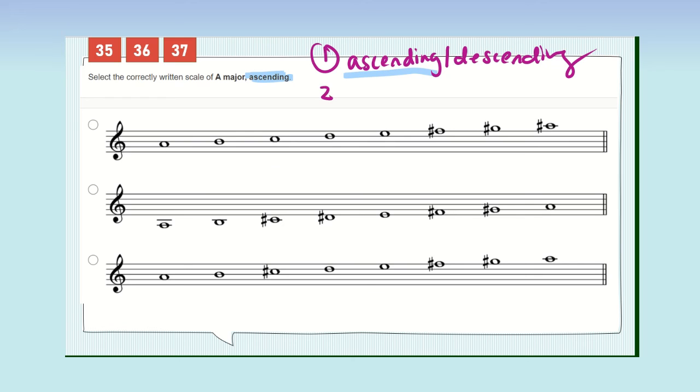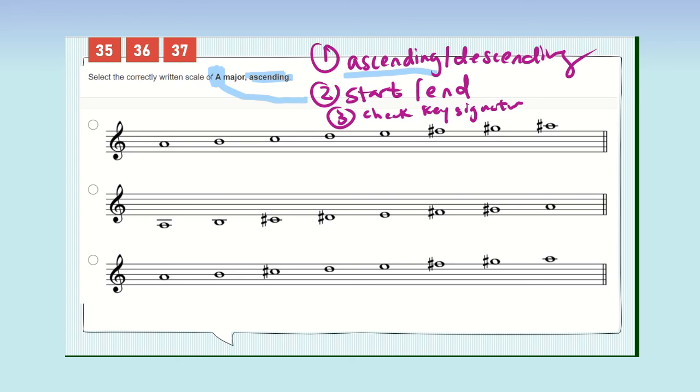Okay, second working step, you have to check the start and end note. Why? Because they say they want A major, so the start and end note must be the same note. Okay, then the third thinking step will be to check the key signature, to go and think of the key signatures, okay? And see whether they are correctly written at the correct notes. This one very easy.